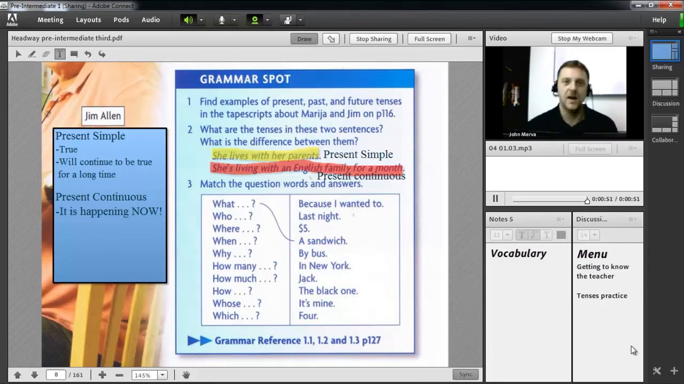This is happening now. If we look again at the present simple, I am, present simple, a teacher. This is true, just like you are students. It's something that is true and that will be true for a long time.